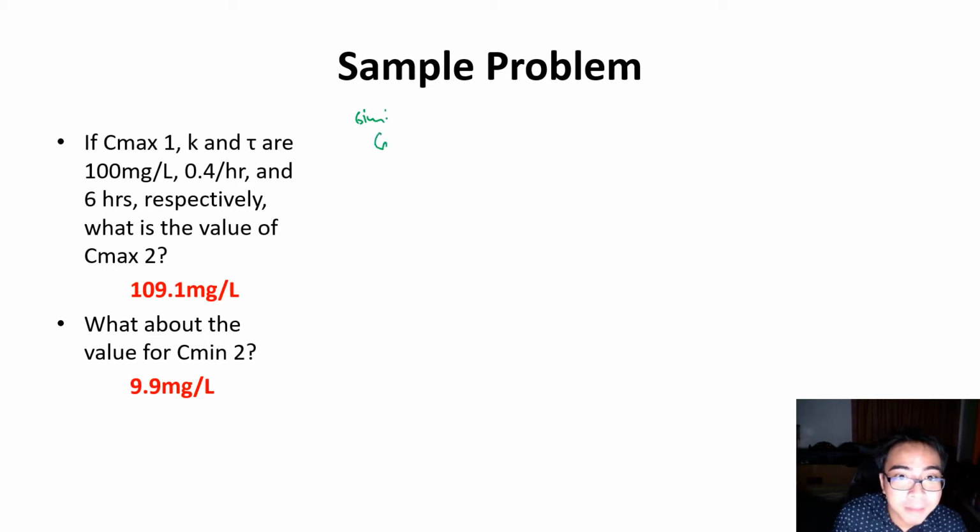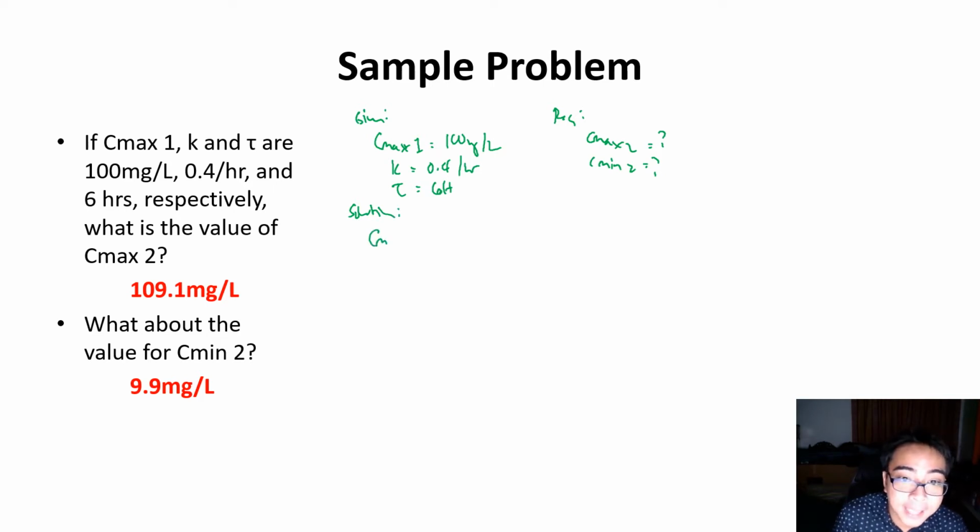Meron tayong Cmax 1. Given ang Cmax 1 natin, which is 100 milligrams per liter. Our elimination rate constant is 0.4 per hour. And then ang tau natin is 6 hours, our dosing interval. Okay? Ang required sa atin to compute would be Cmax 2 and Cmin 2. So unknown, unknown. So solution natin dyan would be Cmax n equals Cmax 1.